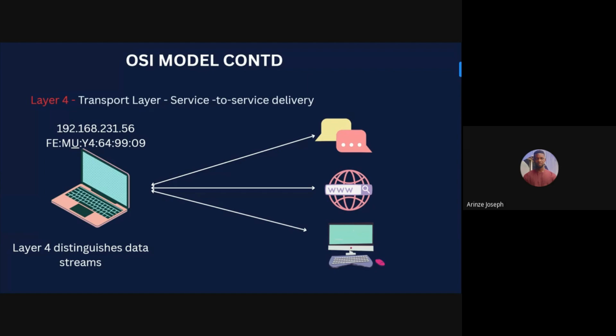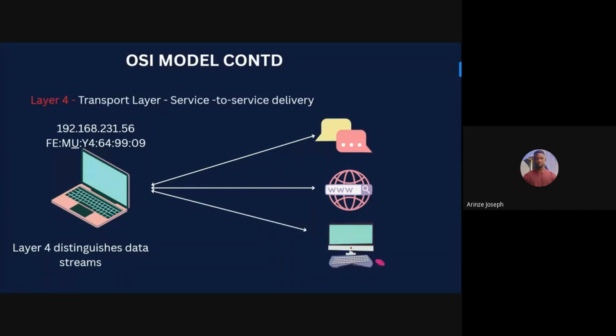So the next layer is layer 4, which is the transport layer. This transport layer is known for what we call service to service delivery. If you remember, we talked that layer 4 is in charge of end-to-end delivery, and layer 2 is in charge of hop-to-hop delivery. Layer 4 is one of the most important layers in the OSI model, in fact, layer 4 to layer 6 can be categorized.